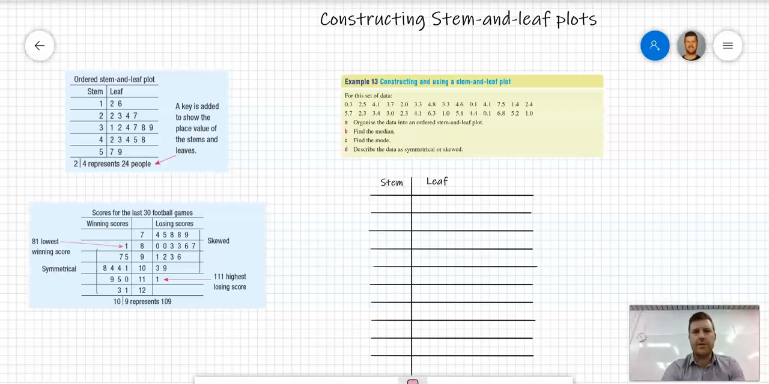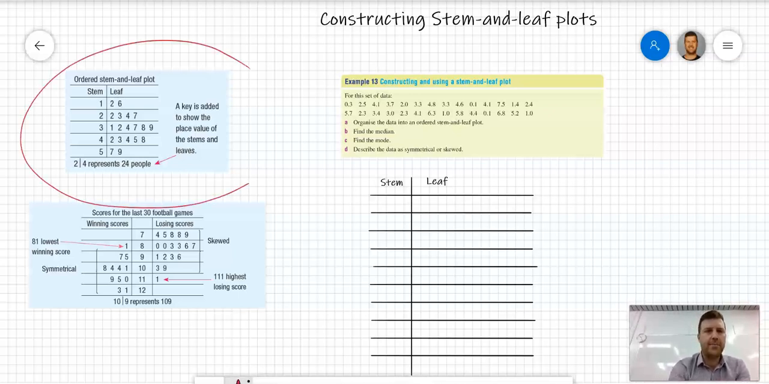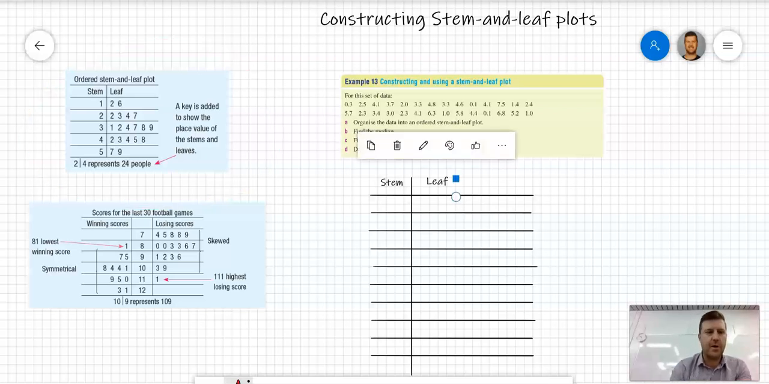Today's video I'm going to show you how to construct a stem and leaf plot. Before I do that, I'm going to show you two examples of stem and leaf plots. So, first one you can see here, I've taken this again straight from the textbook.